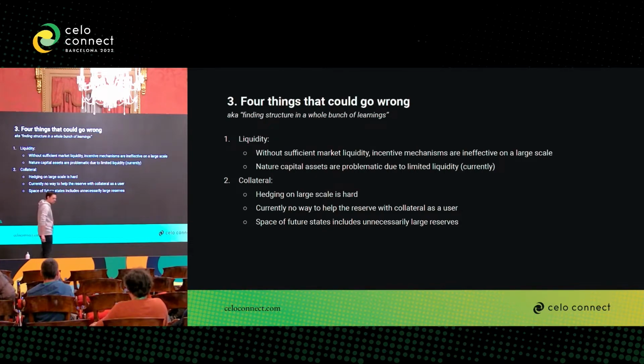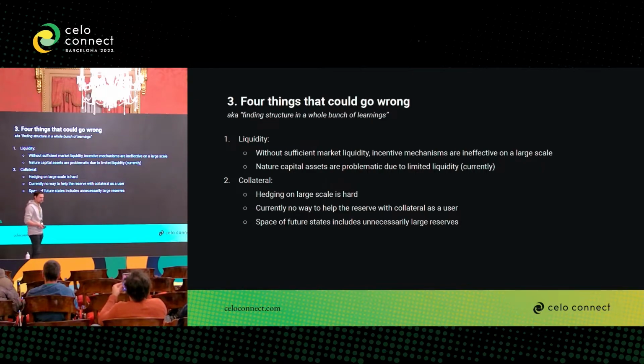The first two you see on this slide, we actually had them explicitly stated in the first version of the stability paper already. So when we came up with the first version of Mento, those two we already had on the radar. We just now have a couple of additional learnings since then that fall into that category. The two I'm talking about here are liquidity and collateral. Liquidity: if the market is very illiquid, then incentive mechanisms cannot really work at a large scale. So you cannot expand or contract huge amounts quickly, and that can lead to depegs.